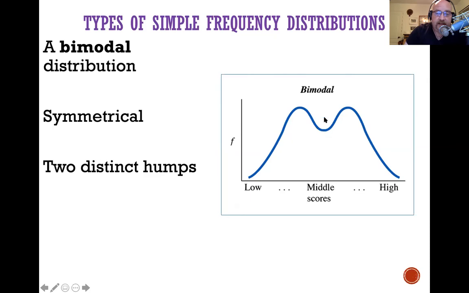The weird thing is that this is still symmetrical. This is one on my PowerPoint here. If you were to cut this in half, you do get a mirror image, but it's not considered a normal curve just because it's symmetrical. It's got to have that normal curve shape. So two distinct humps. That might happen, right? I mean, that could happen for lots of reasons.